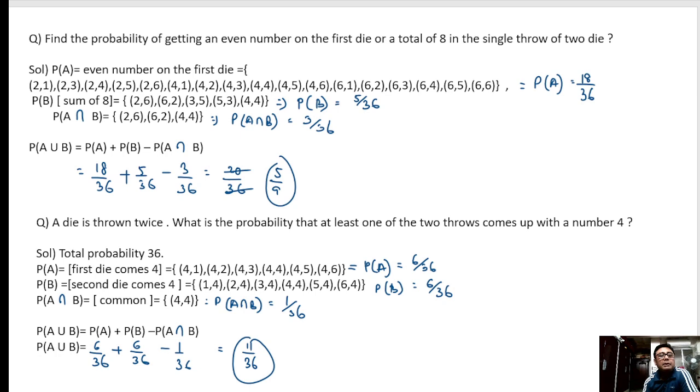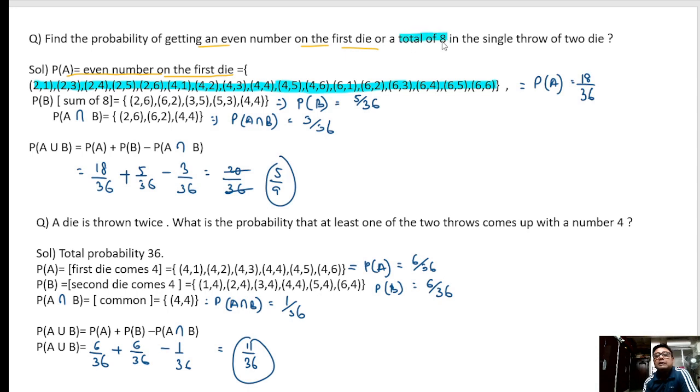Next, find the probability of getting an even number on the first die. So what are the things we have to do? Even number on the first die. Let A be the event of an even number on the first die. So these are the options which give you an even number on the first die. Please note here, the first die will have an even number. These are the options.